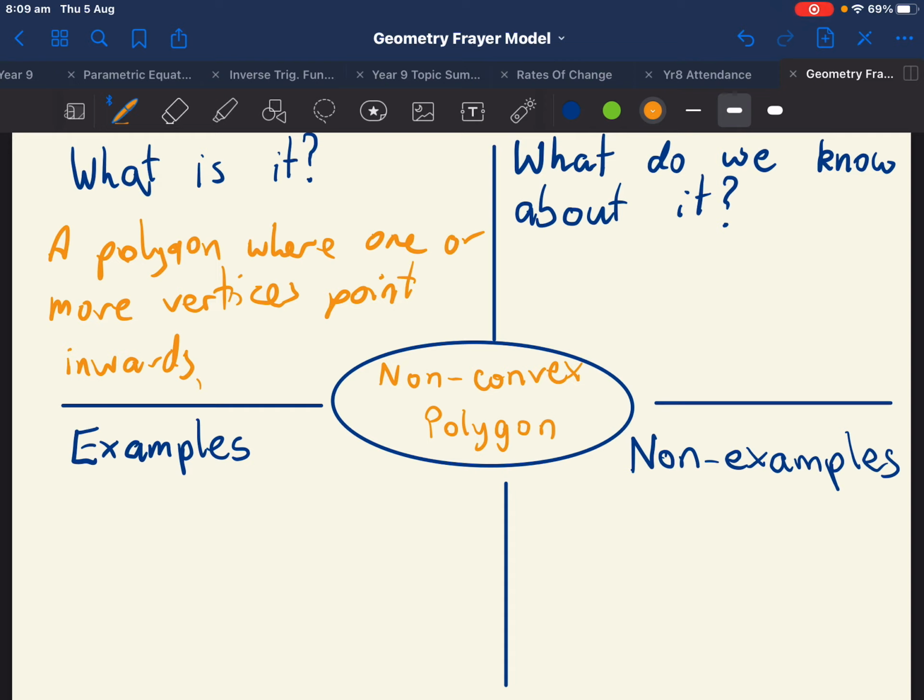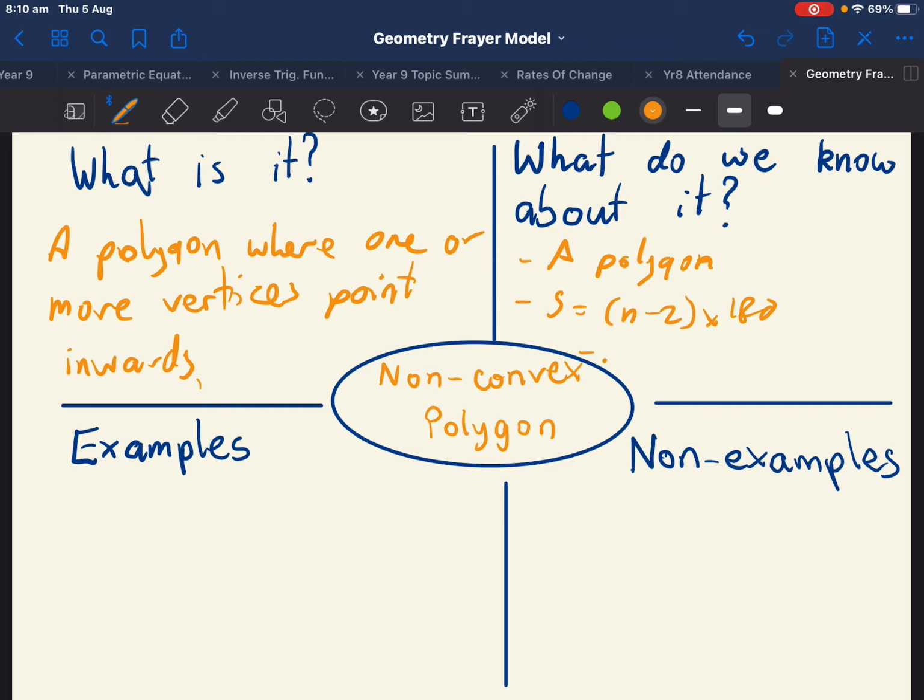What do we know about it? So, it's a polygon, and along with that comes everything we know about polygons. They have an angle sum of n minus 2 times 180. They have names. Oh, maybe I could put the equal number of sides, and like any of these other things that we've learnt. Maybe I'll write something a bit different.